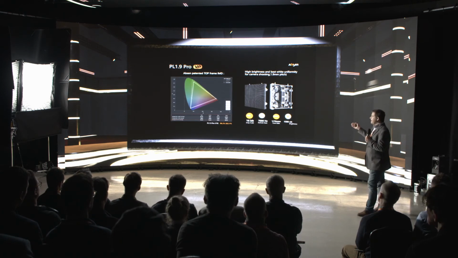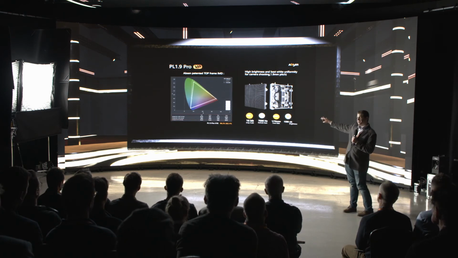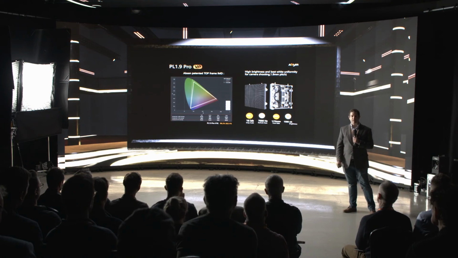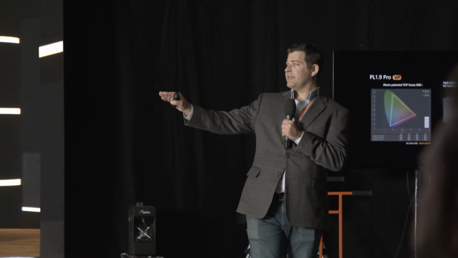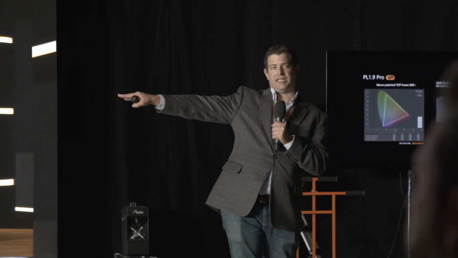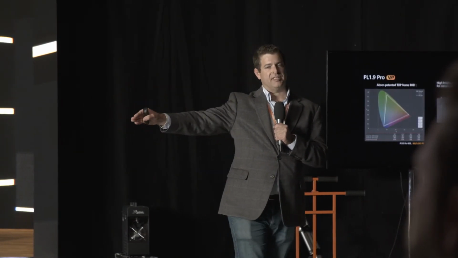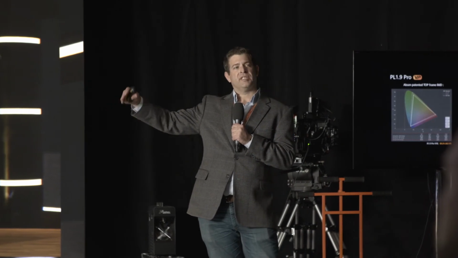Here's an example of our PL 1.9, and in fact, this is a color chart from the Brompton Hydra color calibration system. So we try very hard to hit these very high numbers for DCI-P3, and as I mentioned previously, next generation, our goal is to hit 99.9% of DCI-P3.